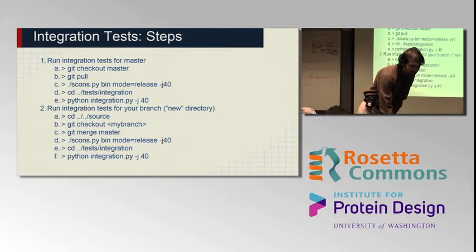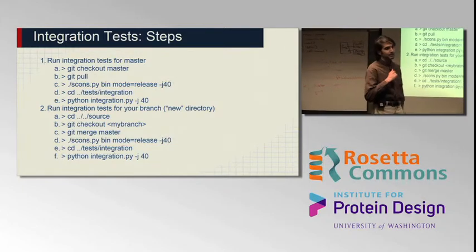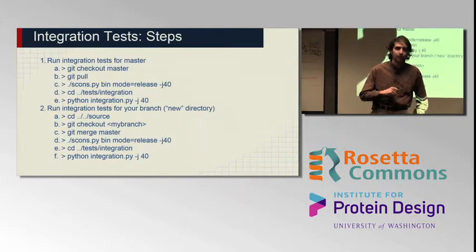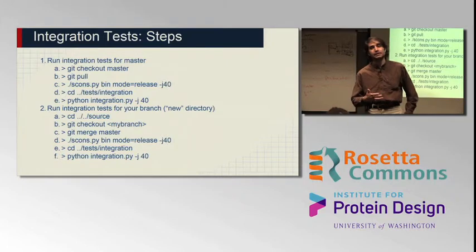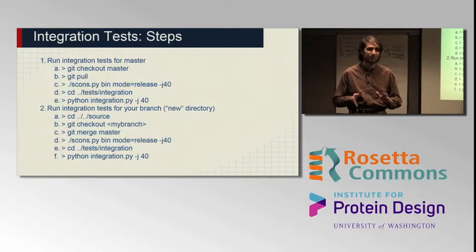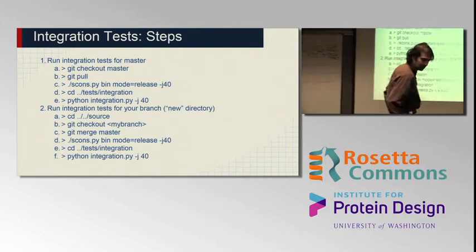So here are the details for how to run. Go to the source directory, check out master, pull the latest master, compile in release mode. We usually run integration tests in release mode because they're too slow in debug mode. On the testing server, they are also run in something called release debug mode, which is somewhere in between the two. It's a little faster than debug mode, but it catches more things than release mode.